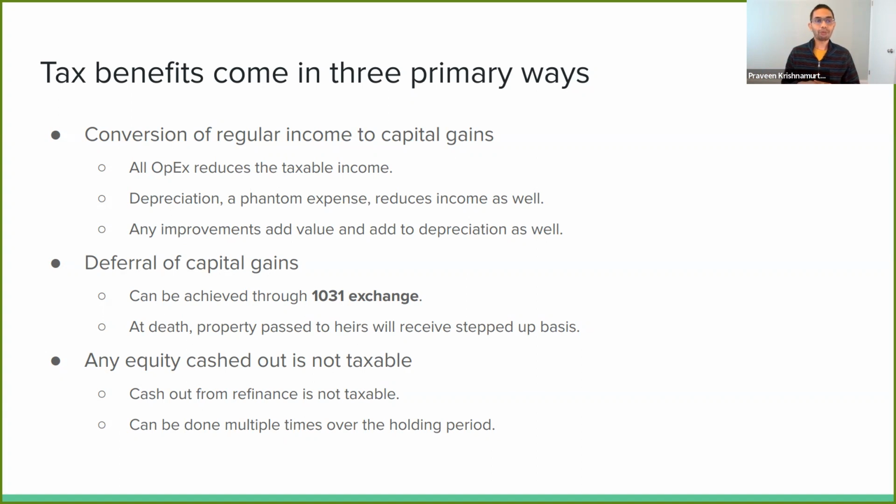The next way of tax benefit is deferral of capital gains. And I'll take a moment to talk about 1031 exchange. So 1031 exchange is a very unique concept that exists only for real estate investments. So when you have a property and you sell it, you can defer the capital gains from that by investing all the proceeds of sale into another real estate property.